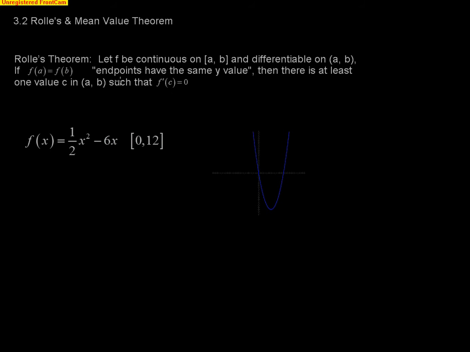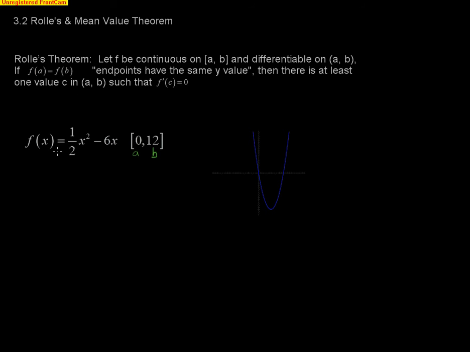So by definition, it says let f be continuous on a closed interval from a to b and differentiable on an open interval from a to b. If the endpoints are the same, f of a equals f of b, and again here this is your a and this is your b, then there's got to be one value in between them where your derivative, or your slope, is set equal to 0.